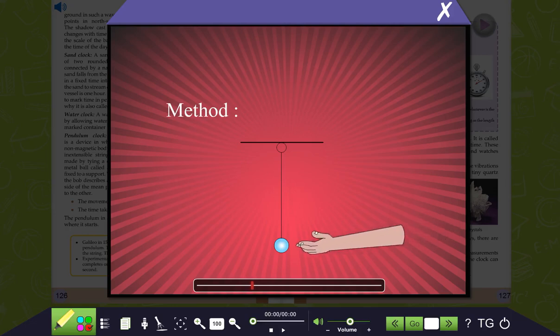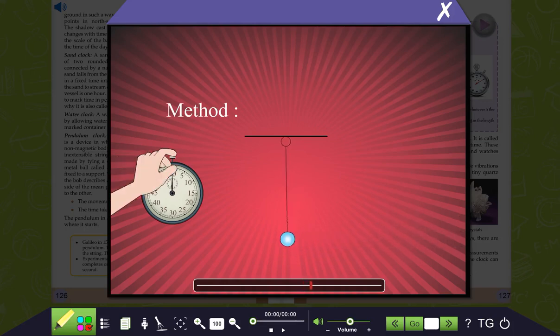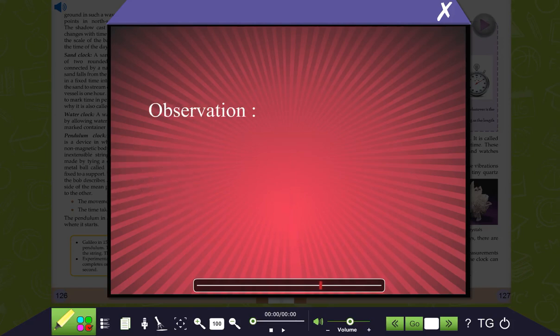2. Give a slight push to the bob. The bob will start oscillating. This arrangement is called a pendulum. 3. Using a stopwatch, see how much time the pendulum takes to complete one oscillation. Record it. Now stop the bob and let it oscillate after displacing it by a smaller distance. Again, record the time taken to complete one oscillation.